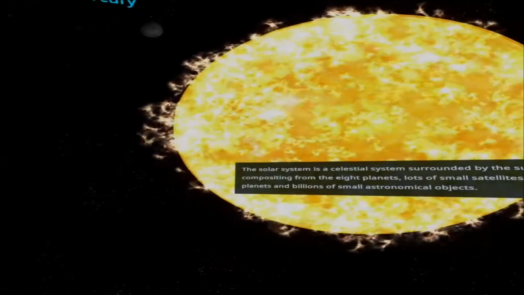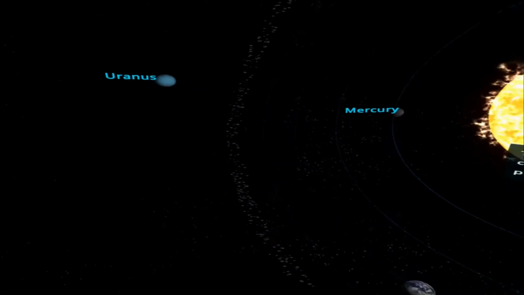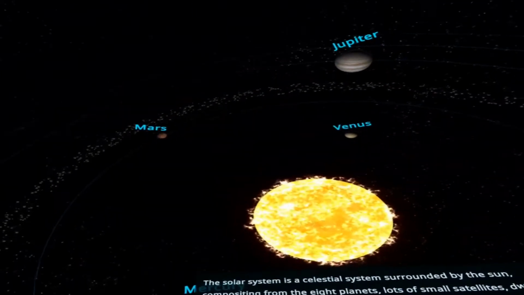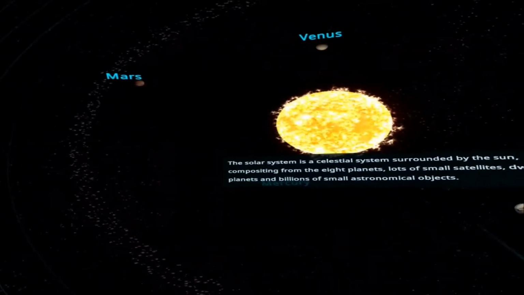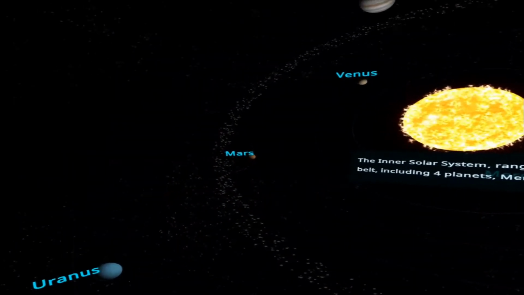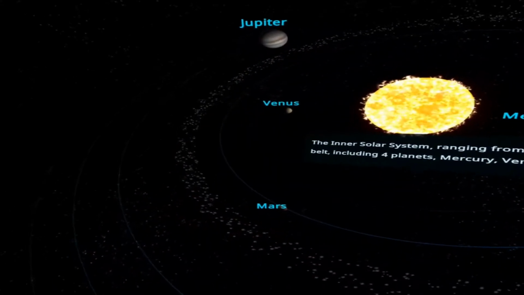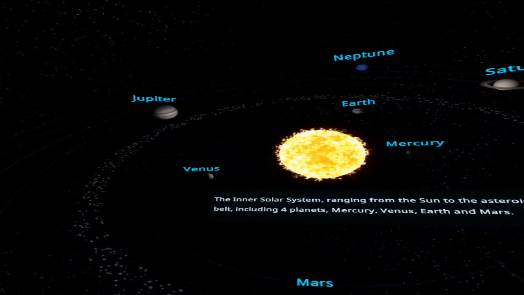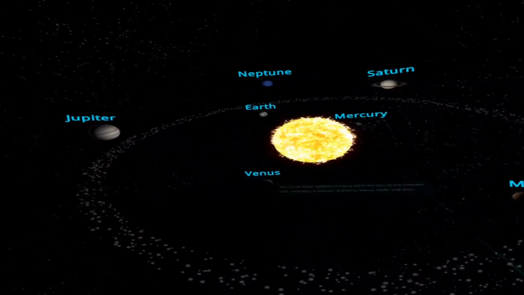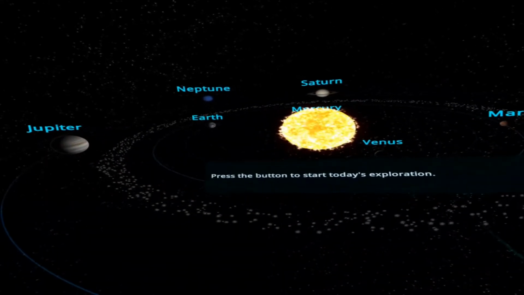The solar system is a celestial system surrounded by the sun, composed of the 8 planets, lots of small satellites, dwarf planets, and billions of small astronomical objects. The inner solar system, ranging from the sun to the asteroid belt, includes 4 planets: Mercury, Venus, Earth, and Mars. Press the button to start today's exploration.